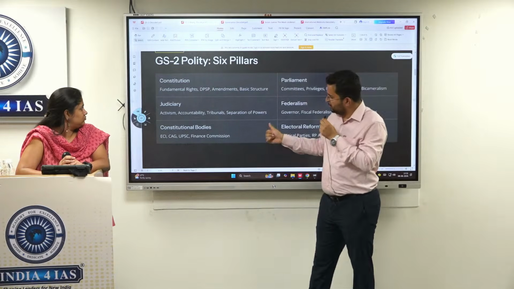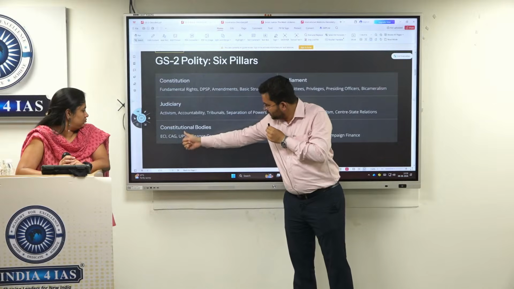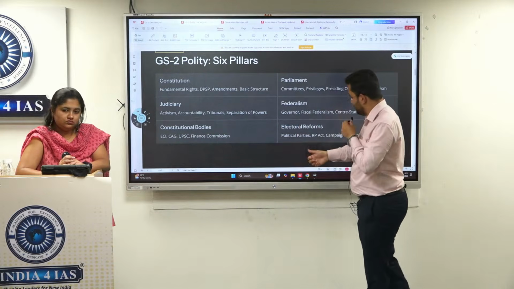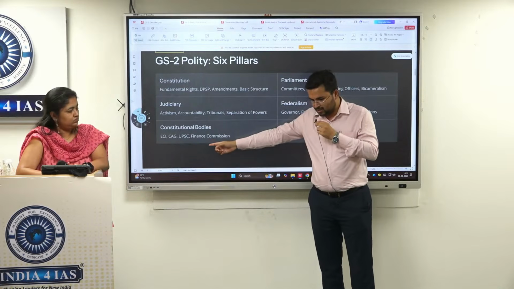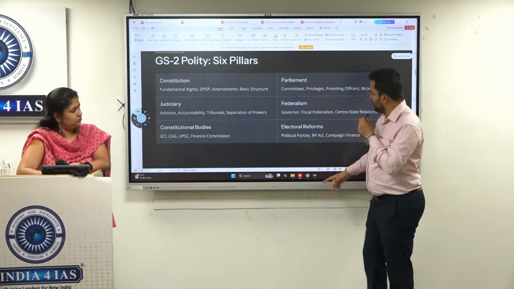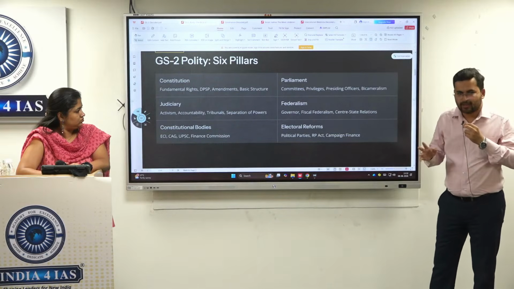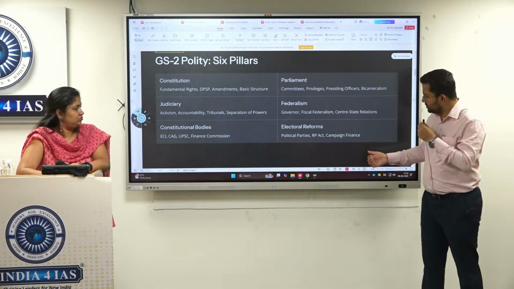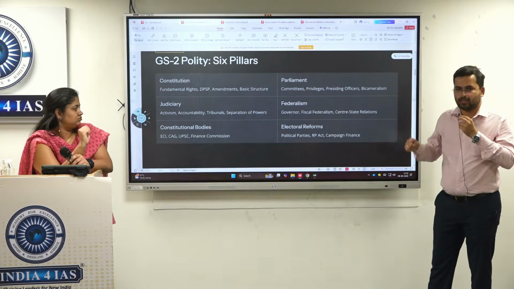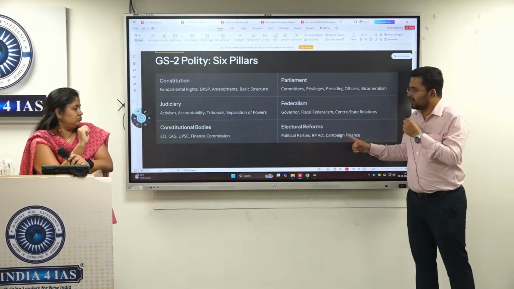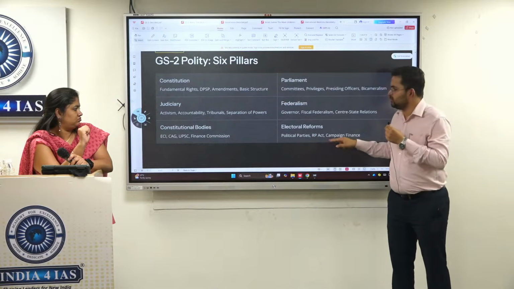Then the fifth will be constitutional bodies: the ECI, the Election Commission, the CAG, the UPSC, the Finance Commission. Two questions in the last 5 years on the FC. Then electoral reforms. As I said, at least in alternate years there will be a question on electoral reforms. Questions on the Representation of the People's Act: 22, there was a question; 24, there was a question; then last year. Then campaign finance. Then political parties. So these are the six.